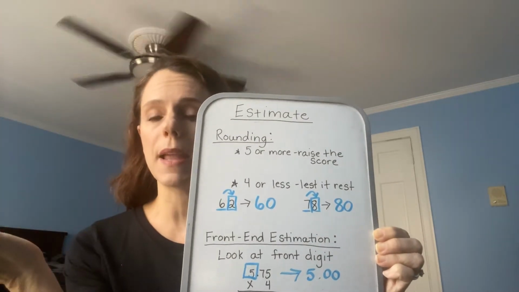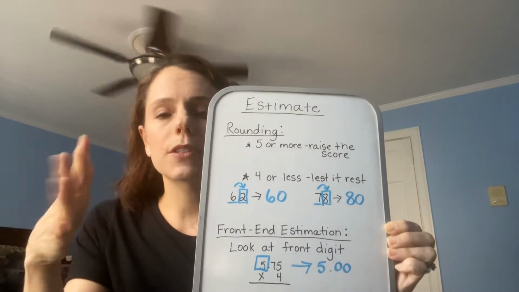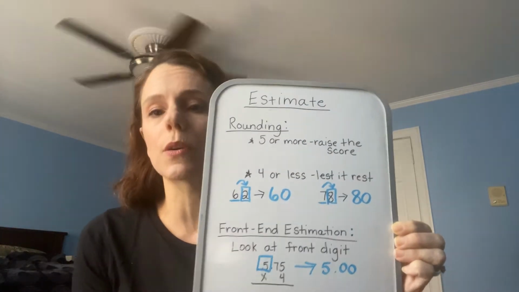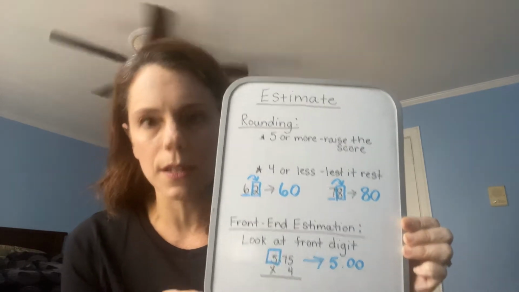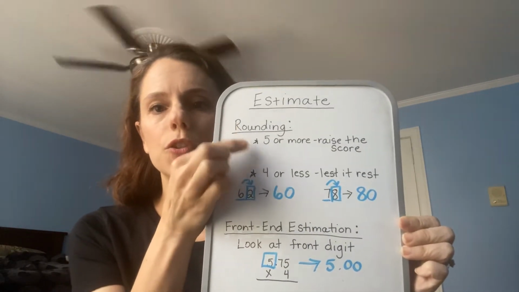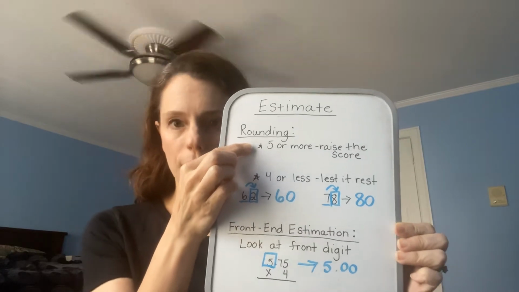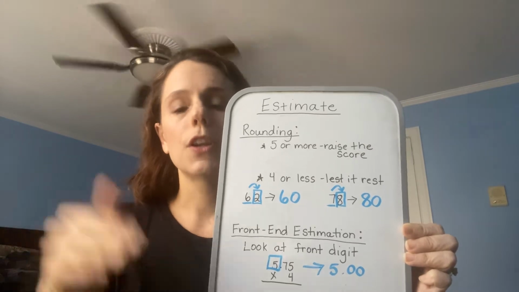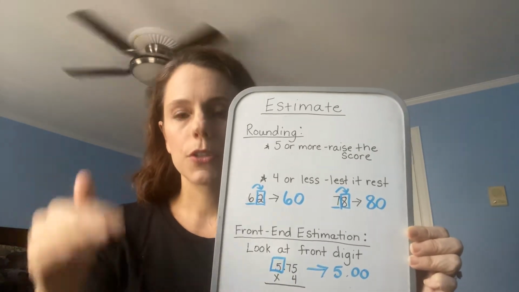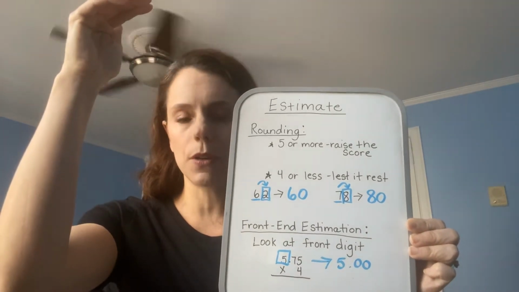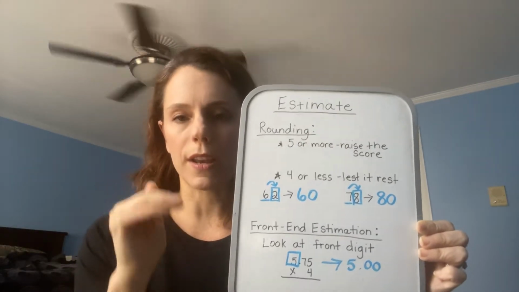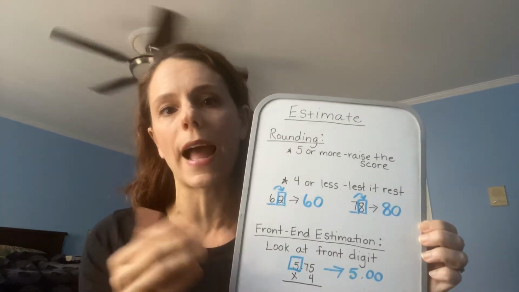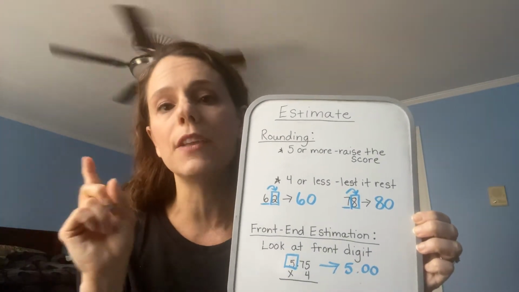Well, first of all, estimating is when you find the answer that's about right. It's not the exact answer. It tells about how much or about how many, and that's what the book says. So, rounding, two rules. Let's remember, 5 or more, you raise the score. 4 or less, you let it rest. You never round down. So you're either going up to the next number or you're leaving the number where it is. And I remember way back in September and October when we did this, some people were actually dropping the number down, and you never do that.